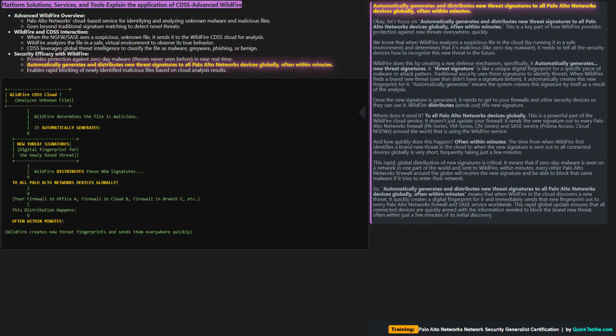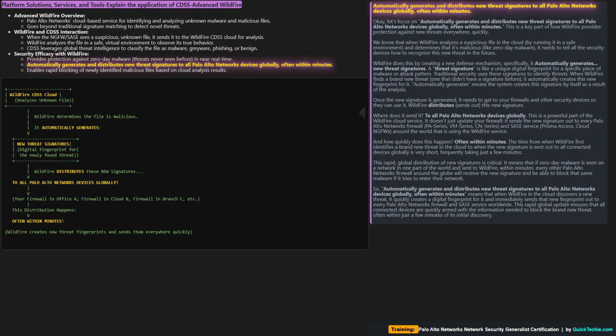Automatically generates and distributes new threat signatures to all Palo Alto Networks devices globally, often within minutes. Okay, let's focus on automatically generates and distributes new threat signatures to all Palo Alto Networks devices globally, often within minutes. This is a key part of how WildFire provides protection against new threats everywhere, quickly.